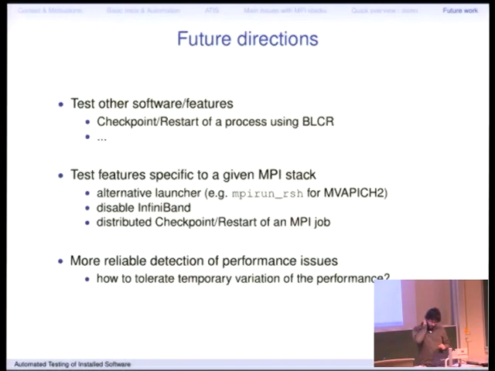And also, we need some discussion on how to make the detection of performance issues more reliable. Currently, we have just a threshold. We have this plot where we use a threshold of 50% tolerance, which is quite a high tolerance rate.